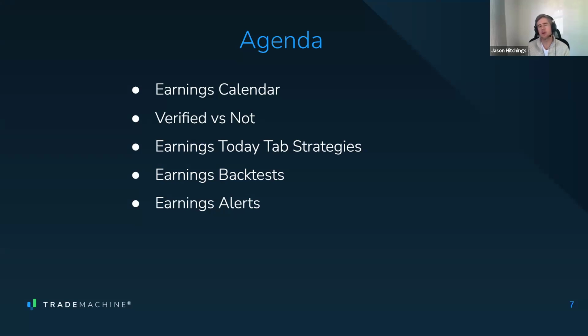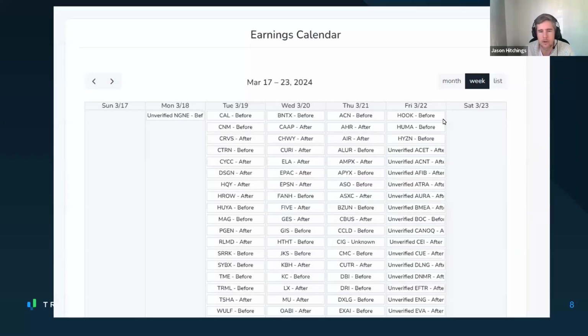I'm going to start on the Today tab. I just want to draw attention to the fact that we actually do have a little earnings calendar here. If you scroll all the way down on the Today tab, you'll see this, and you can view it in a couple of different ways. If you're ever just wanting to see what's happening in the earnings world, this is a good way to do it. You can view it monthly, weekly, or as a list.